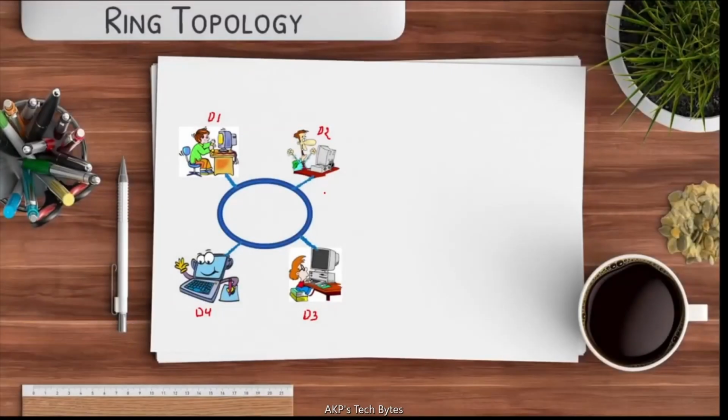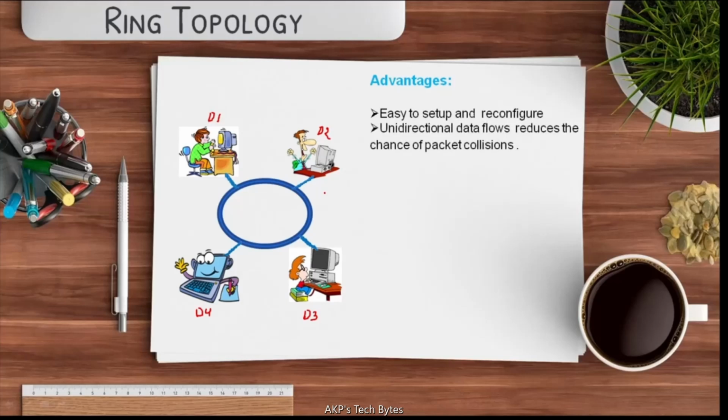First, the advantage part. Obviously, easy setup and easy to reconfigure the entire network. Now here the key thing is unidirectional data flow. That creates the chance of high data speed. And obviously it is less costly compared to the mesh topology.